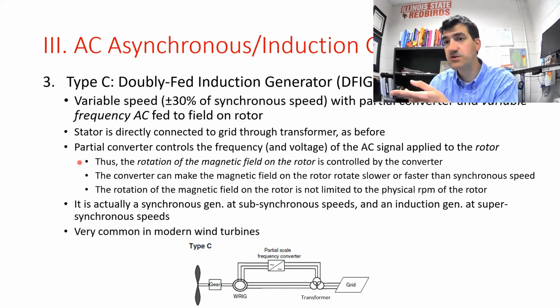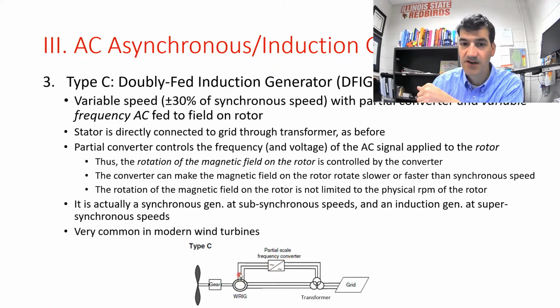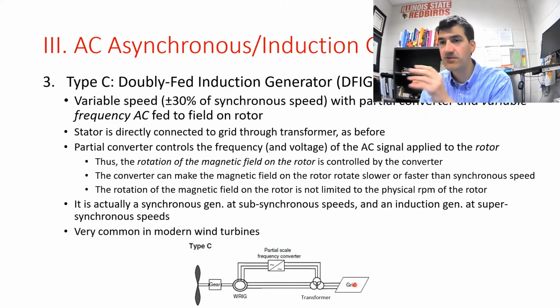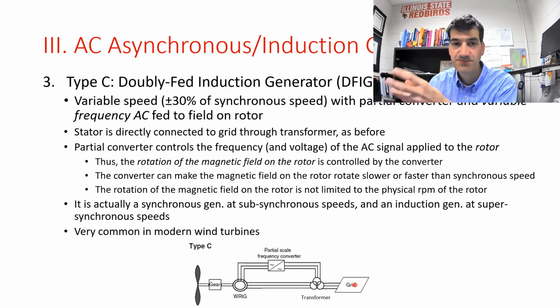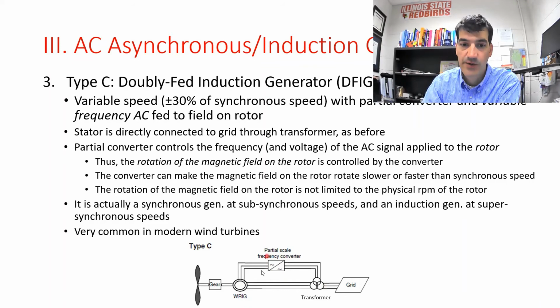It's called a partial converter because only part of the electricity is coming through here. All right, so the electricity that's being applied to or being pushed out of the armature never goes through the converter. That's why it's called a partial converter. The converter is only responsible for the electricity being applied to or produced by the rotor.